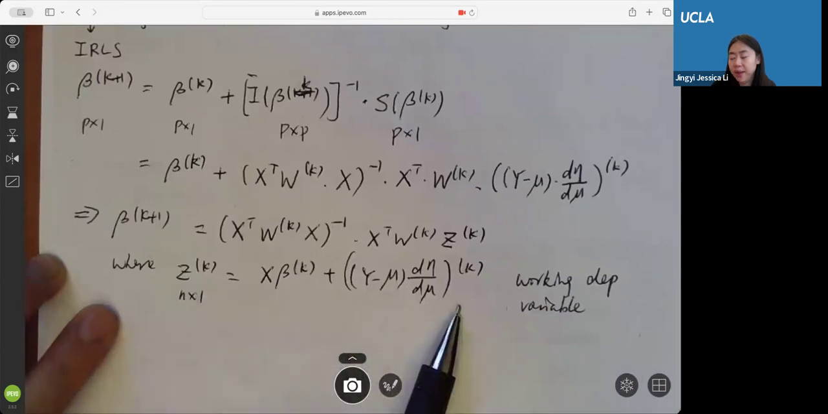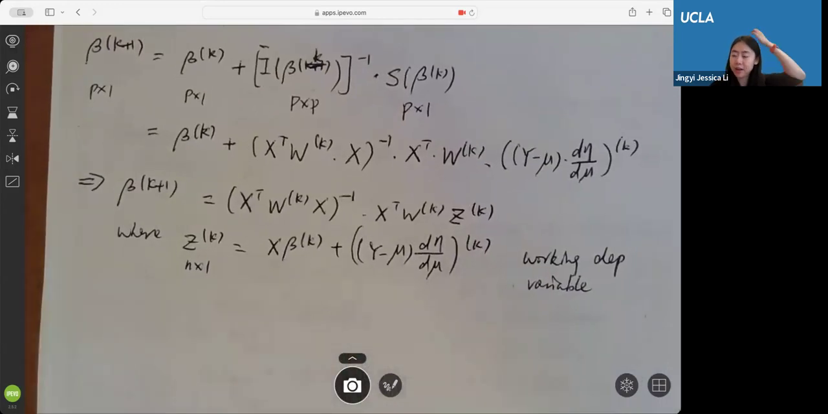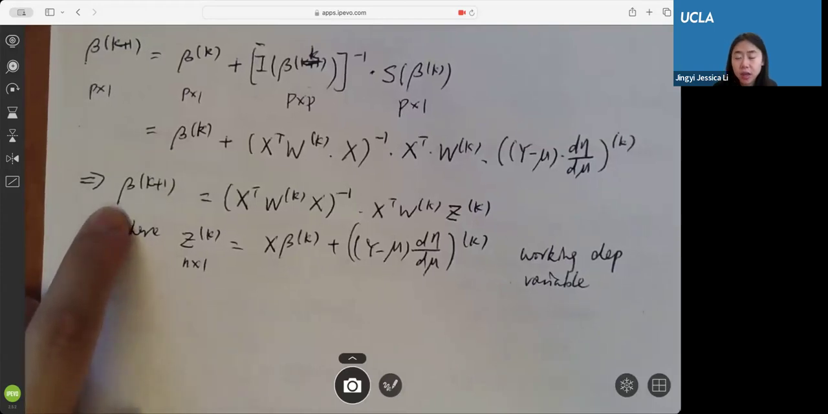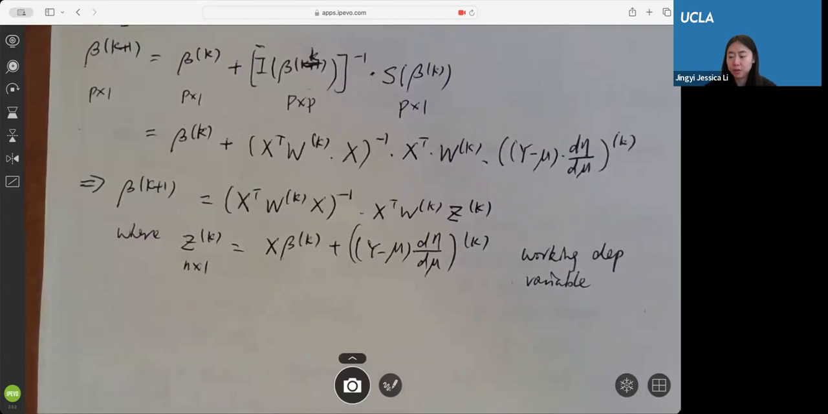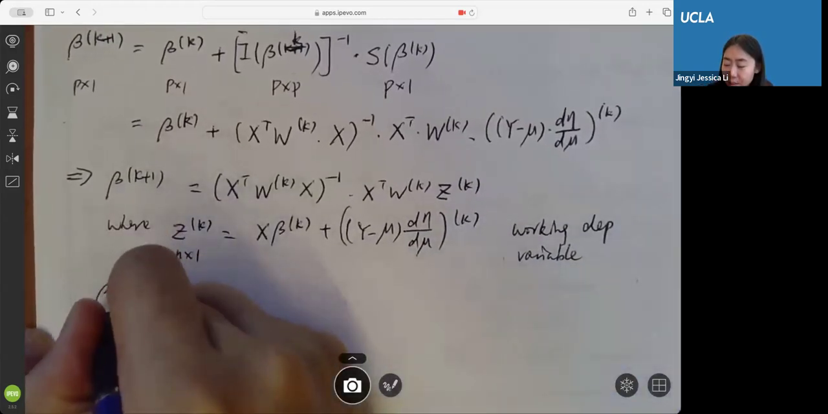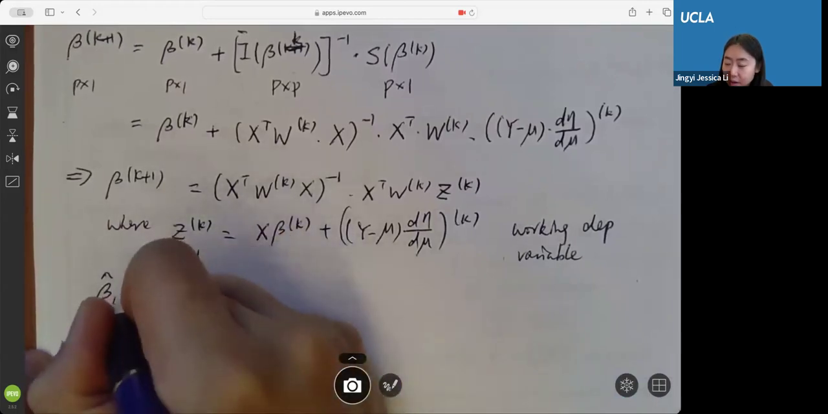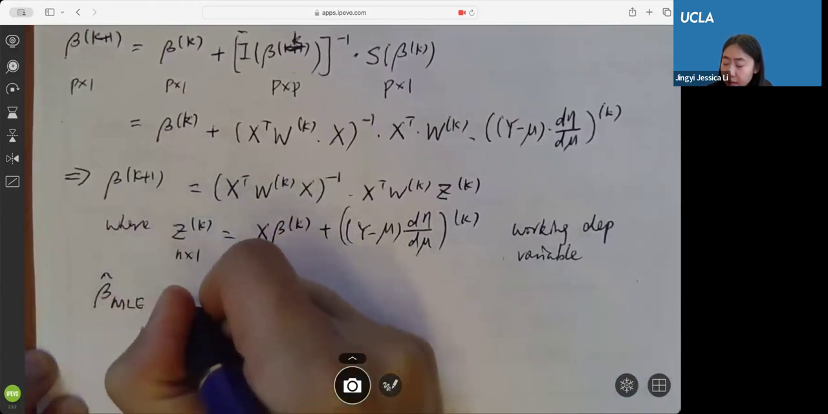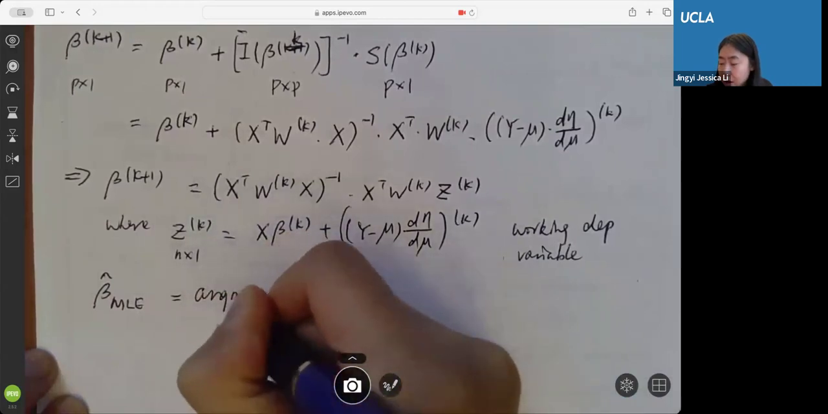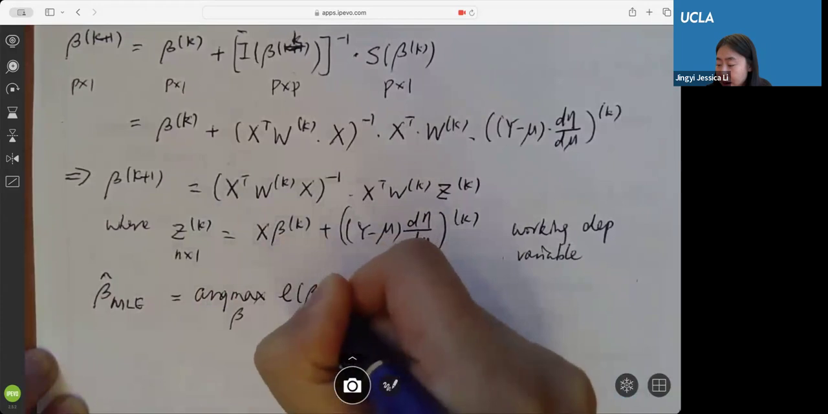But this old way, iteratively reweighted least squares, provides some very nice intuition and some nice results we can use to help us talk about the uncertainty of our beta estimate. So suppose that, like in our linear model, we have beta hat as the MLE, which is the argmax of this log likelihood of beta.